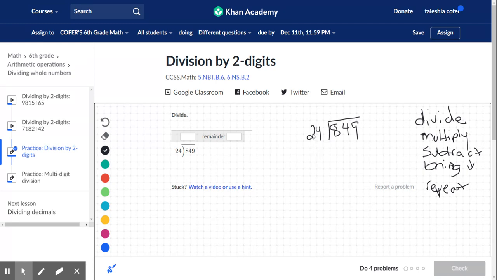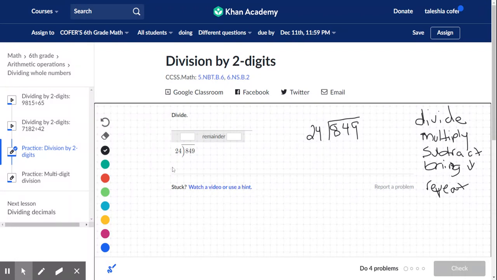So, divide. What is 8 divided by 24? If I have 8, I can divide it by 24. That would give me some weird stuff like a 0. What about 84? How many times can 24 go into 84?